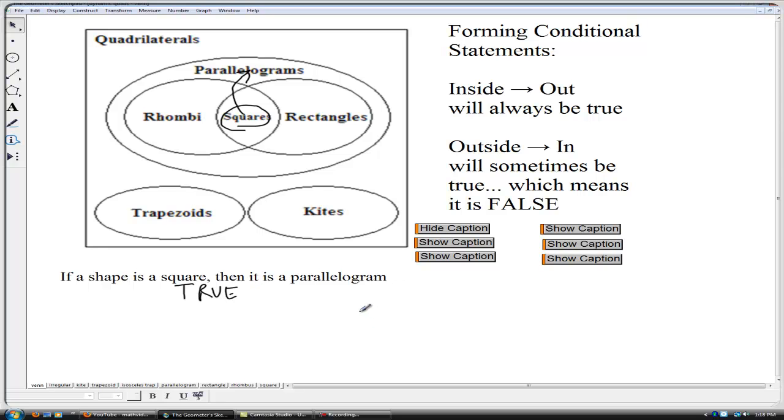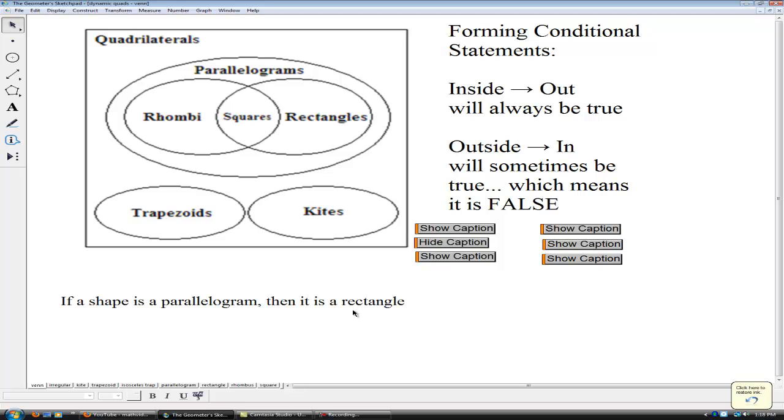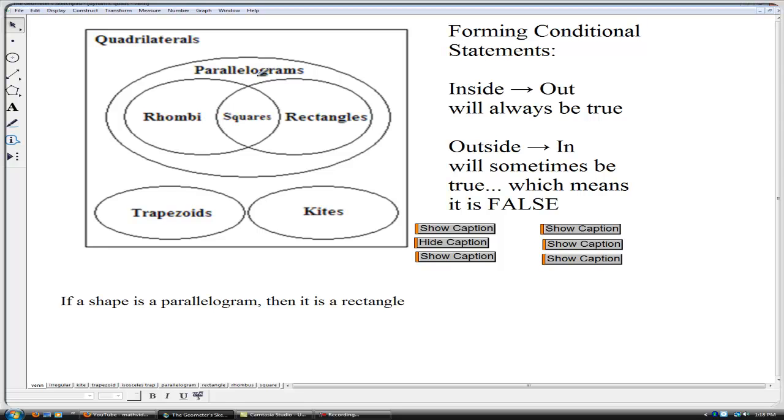Let's look at a second conditional. If a shape is a parallelogram, then it is a rectangle. In this case, parallelogram is further outside, and we would be going further inside for our hypothesis and conclusion. If a parallelogram, then a rectangle. This could be true. Sometimes will be true, which means false. In order for a conditional to be true, it has to always be true. So anytime we get a sometimes true answer, we're not really using that. We consider it to be false.